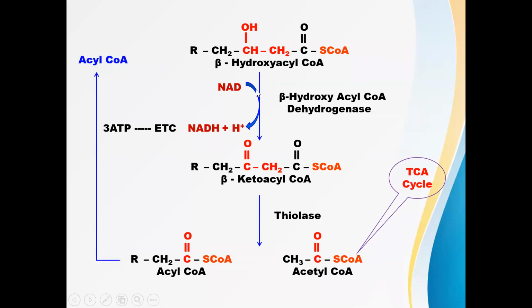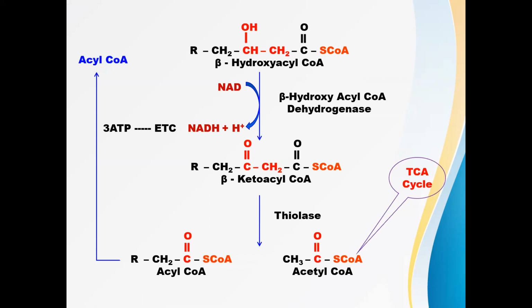Because of this oxidation, the hydroxyl group is converted into a keto group. So you have the formation of beta keto acyl CoA. Then the last reaction in beta oxidation proper is cleavage. This cleavage is carried out by the enzyme called thiolase. This thiolase cleaves the molecule at this bond. When there is cleavage at this bond, CH3 C double bond O S CoA, which is acetyl CoA, is formed.